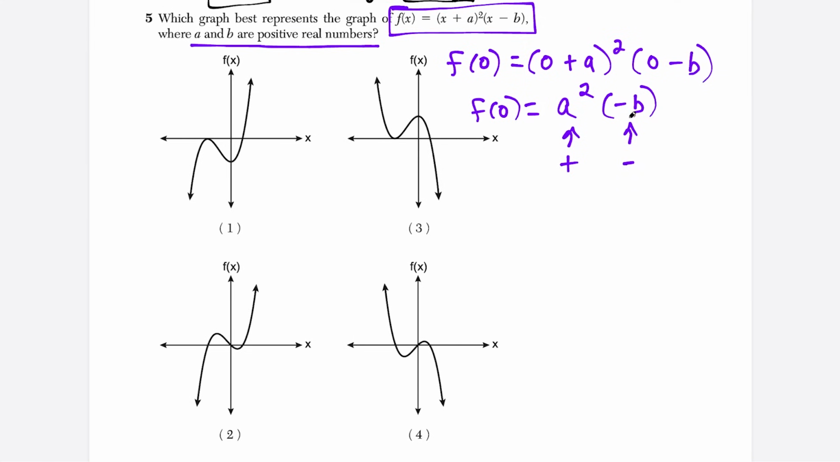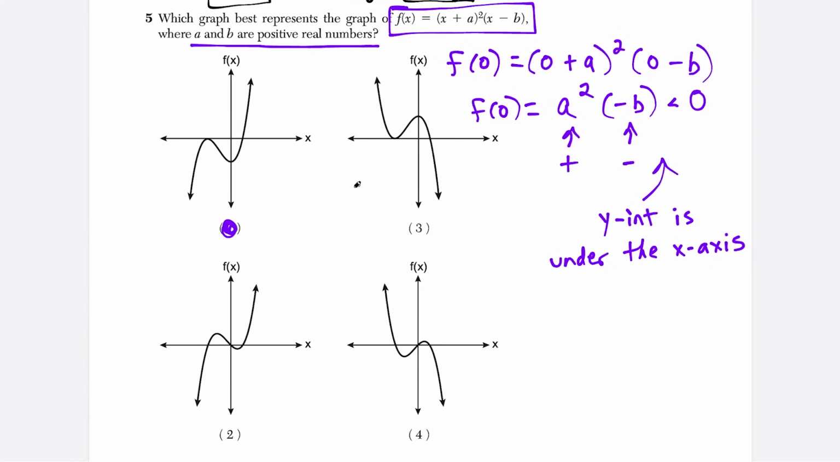So when I do a positive times a negative, our value for f of 0 is going to be less than 0. So what this tells me is that our y-intercept is under the x-axis. Okay, so the y-intercept is under the x-axis. And now we just look through the answer choices. So this is under the x-axis. And if you look, you could see for choice 1, the y-intercept is under the x-axis.